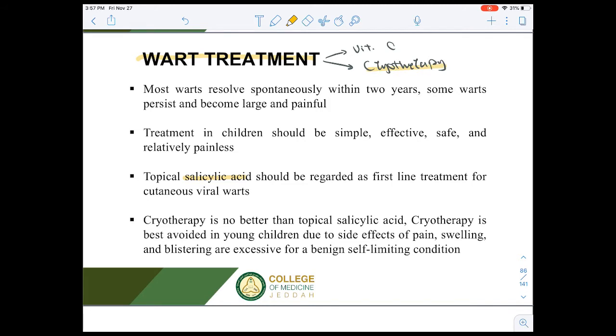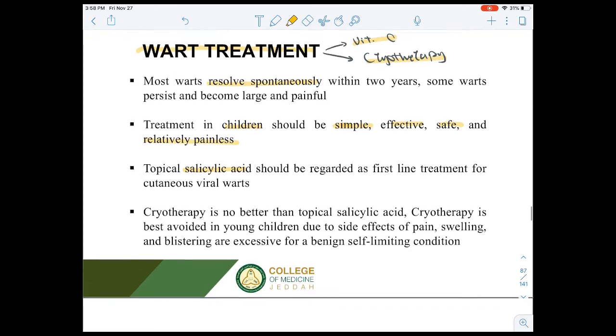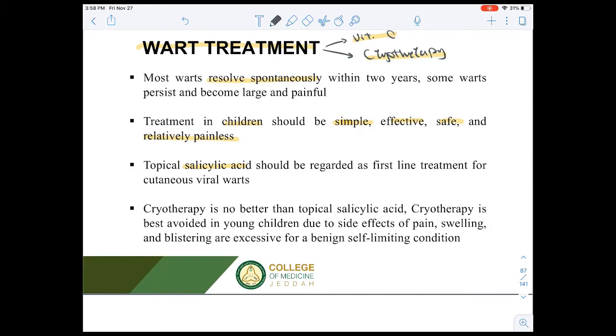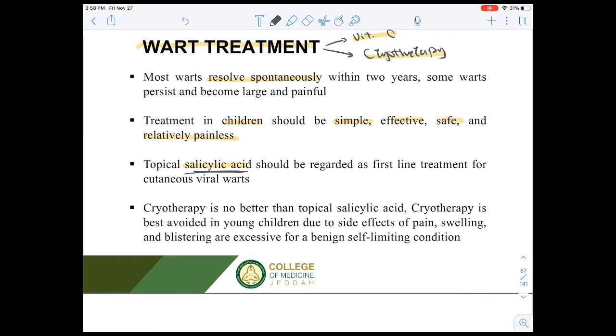And so if a child actually gets infected with cutaneous warts, you wouldn't do cryotherapy. You would either do vitamin C, or you would leave them to resolve spontaneously. So many warts can resolve spontaneously. Treatment in children should be simple, effective, safe, and relatively painless. So do not go for cryotherapy in children. Topical salicylic acid, and salicylic acid is really just another complicated name for vitamin C.